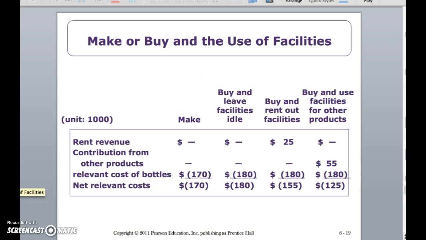So in this case, the company would either make or they would buy and use the facility for other choices. In this case, the company can either make, they will pay.